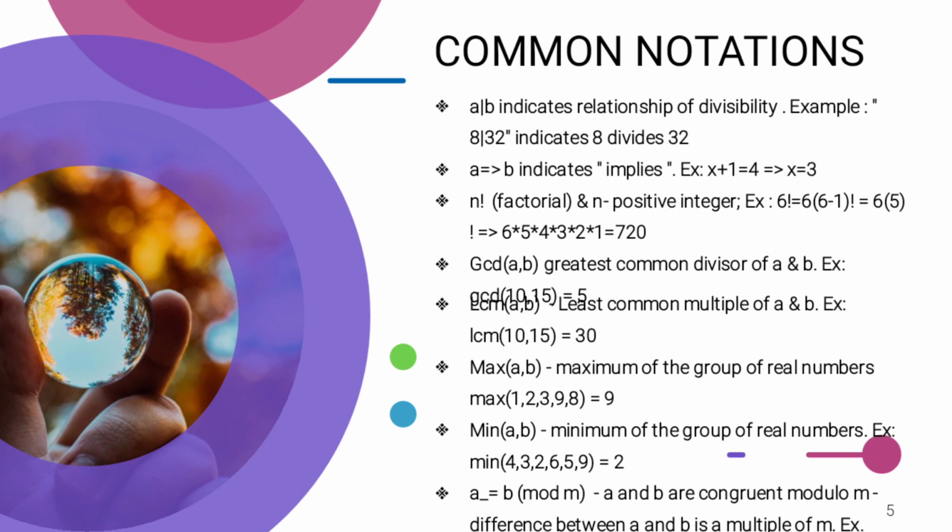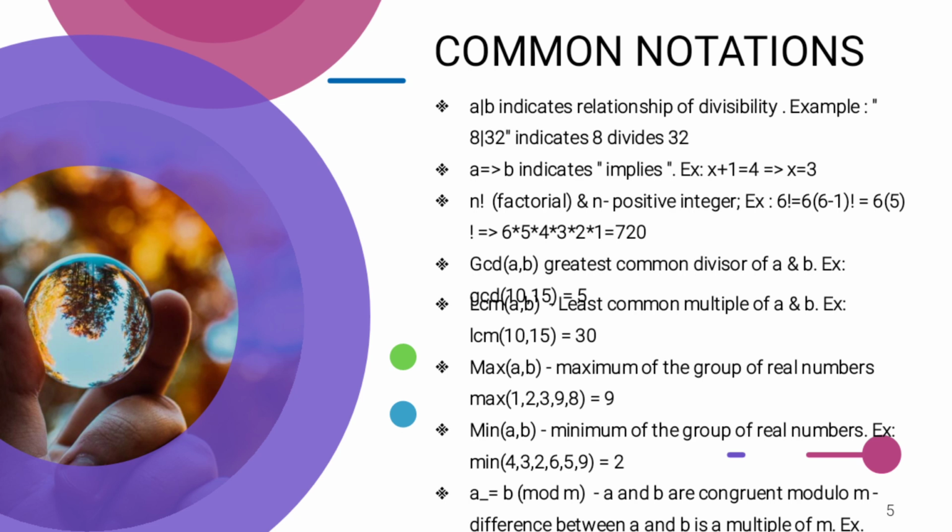First we will see what the common notations are. A | B indicates a relationship of divisibility. For example, 8 | 32 indicates 8 divides 32. I think you will be able to understand what I am saying. That is, A | B indicates B is divisible by A. Like we can say 36 is divisible by 4. So 4 | 36 is true.